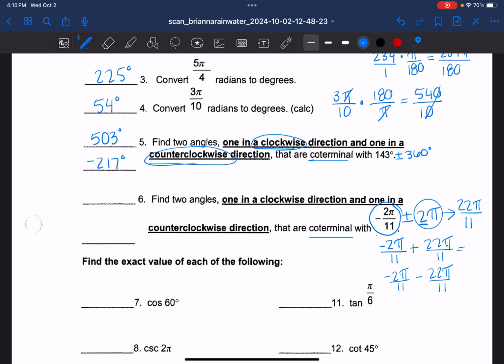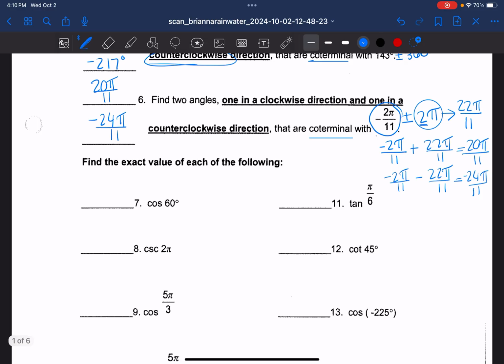Negative 2 plus 22 is 20 pi over 11. And negative 2 minus 22 is negative 24 pi over 11. So this would be 20 pi over 11 and negative 24 pi over 11.